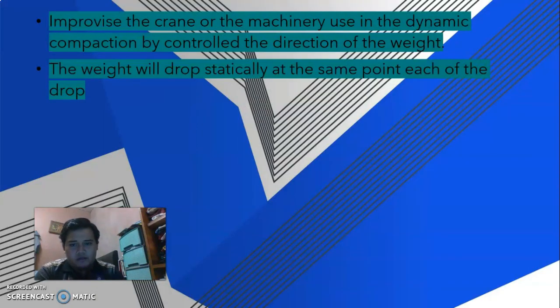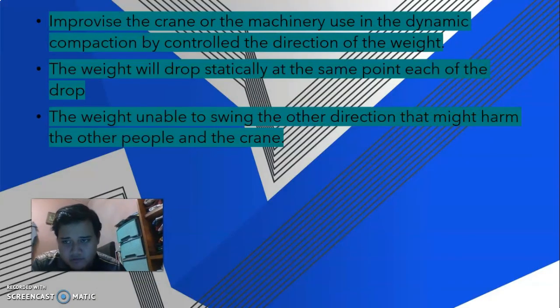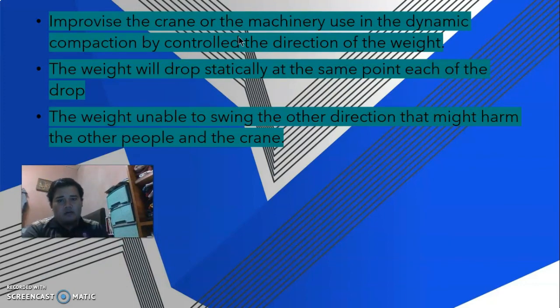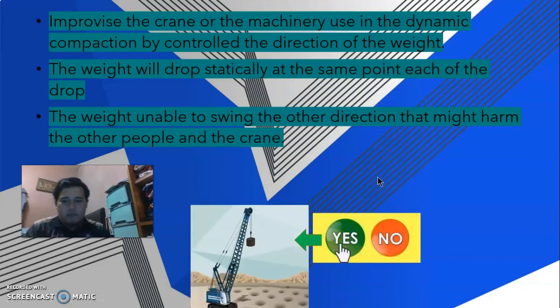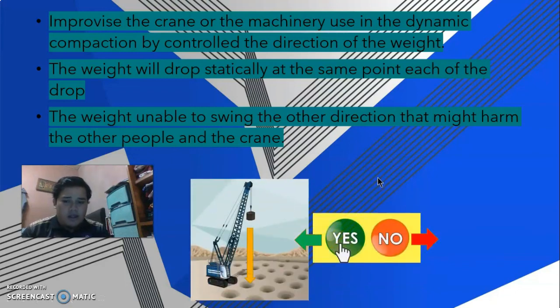By using the concept of the penetration test, we should improvise the crane or the machinery used in dynamic compaction by controlling the direction of the weight. The weight will drop statically at the same point each time. The weight is unable to swing to another direction that might harm other people and the crane.